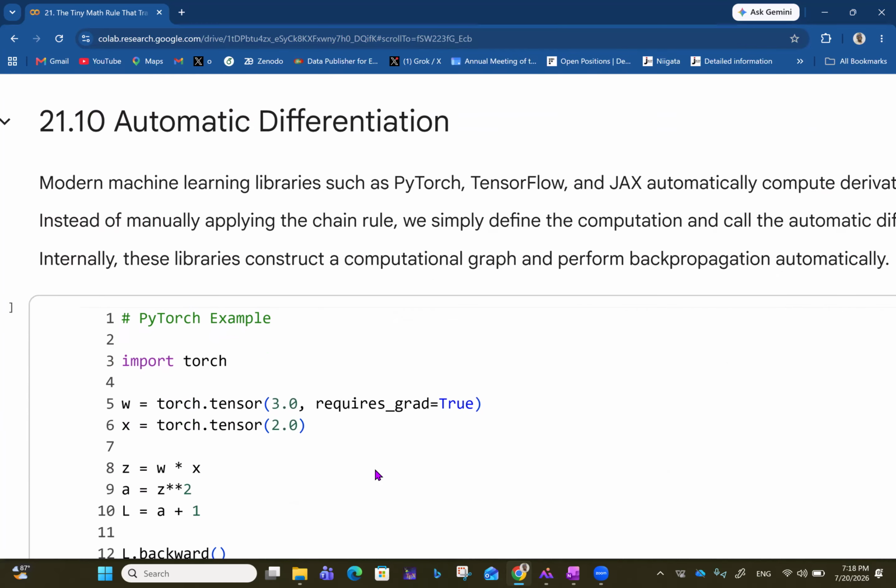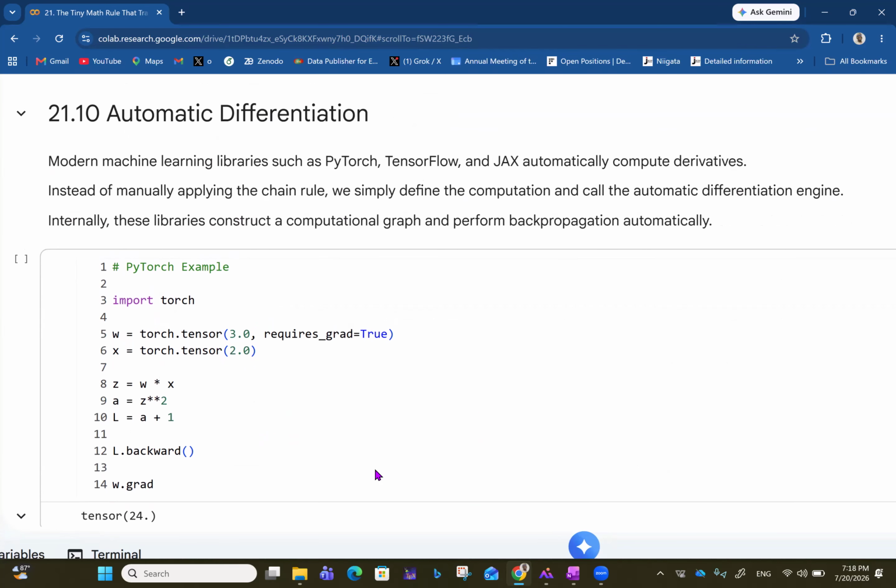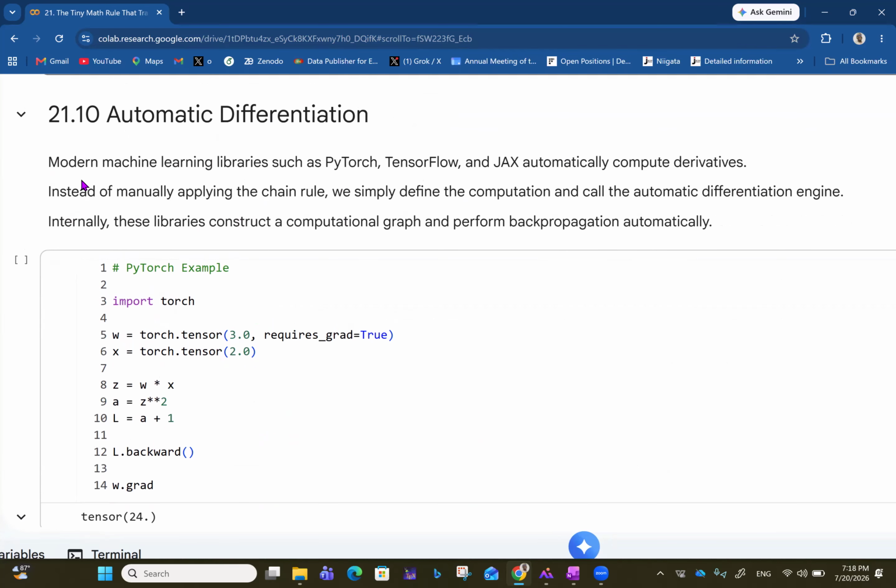So let's talk about automatic differentiation. This is where some advancement comes in. Modern machine learning libraries such as PyTorch, TensorFlow, and JAX automatically compute derivatives. Instead of manually applying the chain rule, we simply define the computation and call the automatic differentiation engine. Internally, these libraries construct a computational graph and perform backpropagation automatically. So that's where things like PyTorch and TensorFlow come in.